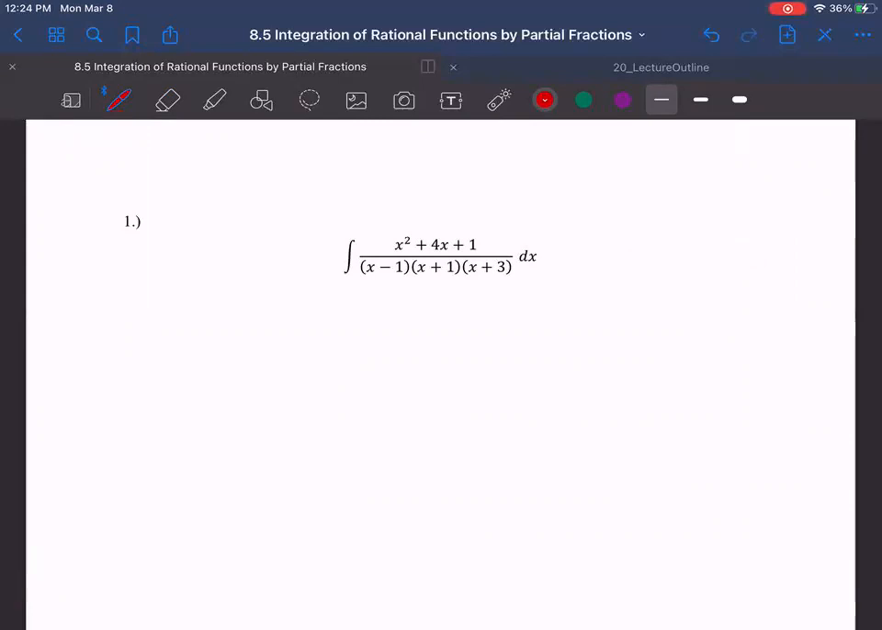So I'll pause this for a minute. See if you can set it up. What does it equal? What is our partial fraction? And then start solving for a, b, and c.